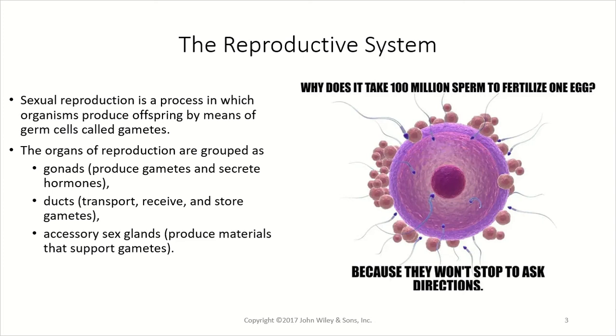So sexual reproduction is simply a process in which organisms produce offspring by means of germ cells that are called gametes. The organs of reproduction are grouped in 3 categories: the gonads, the ducts, and the accessory glands. The gonads are responsible for producing gametes and secreting hormones. The ducts transport, receive, and store those gametes. And then the accessory sex glands produce material that's needed to support gametes.